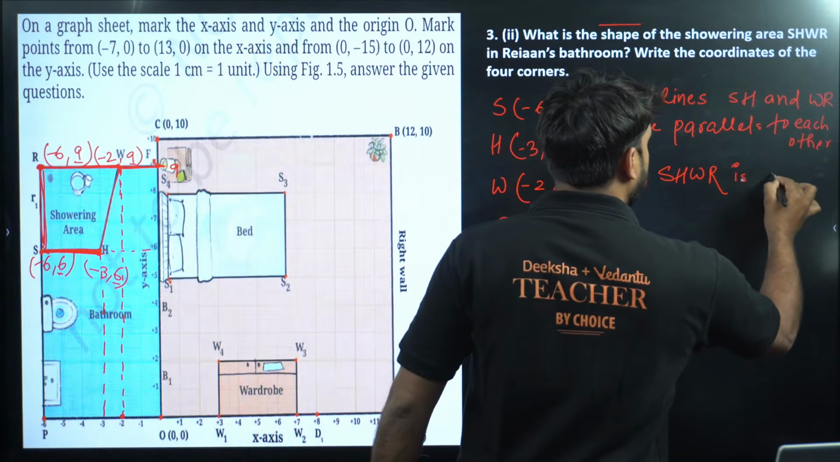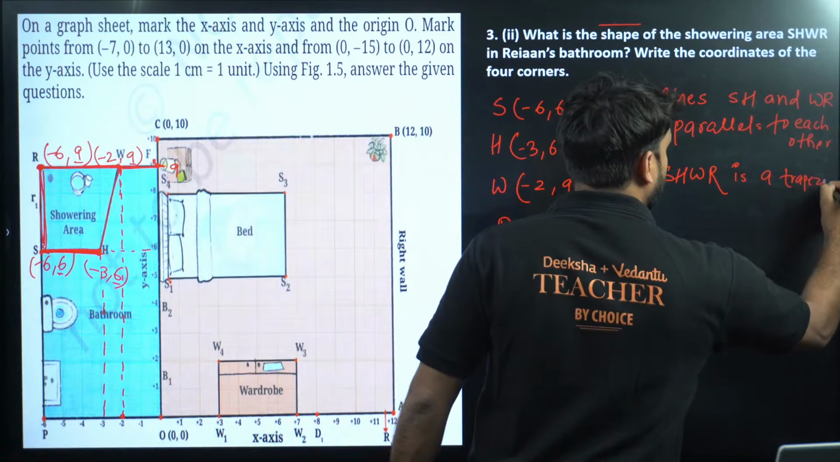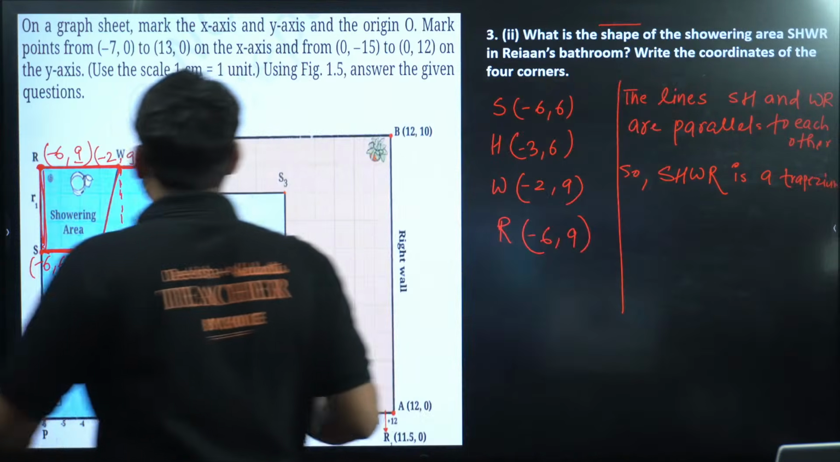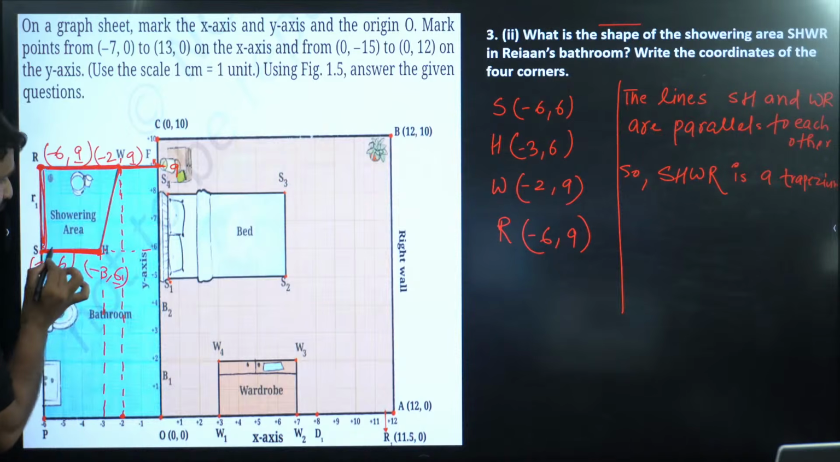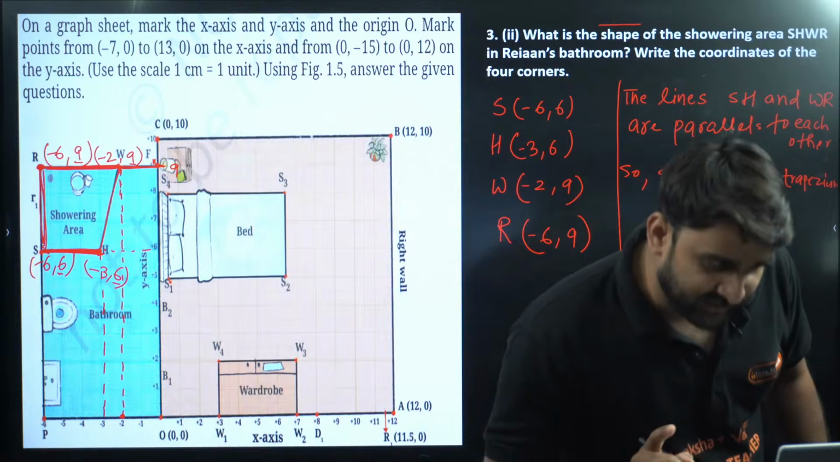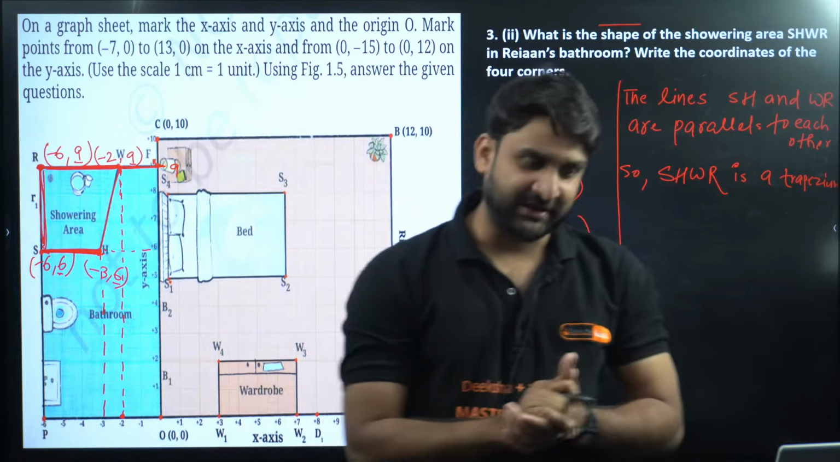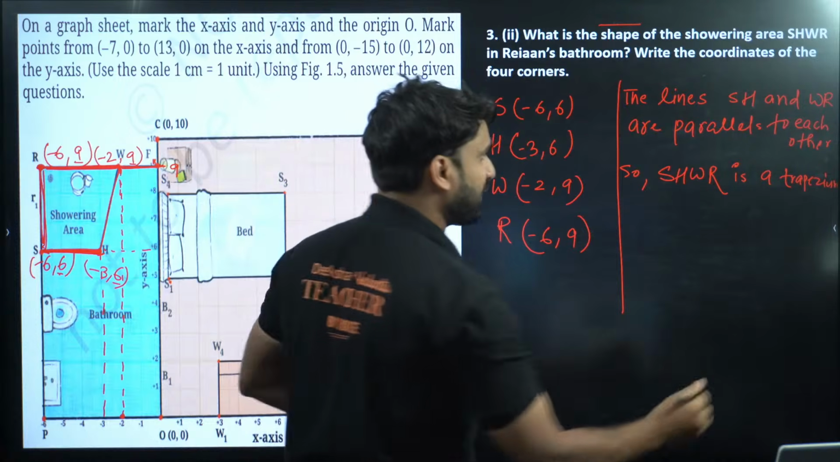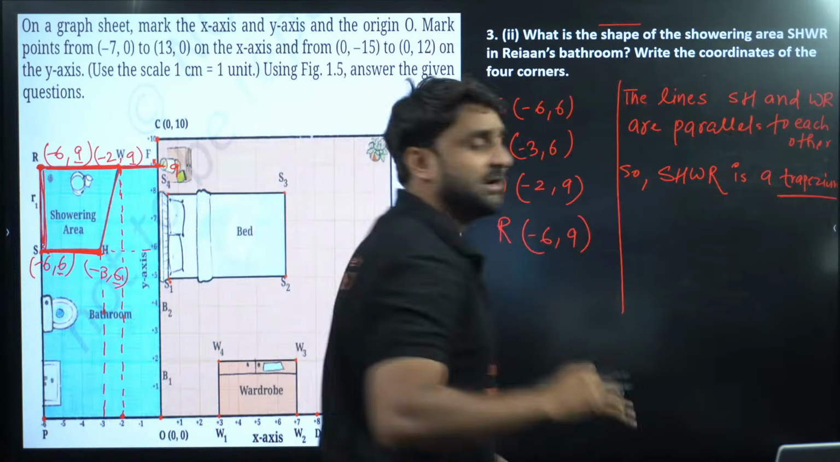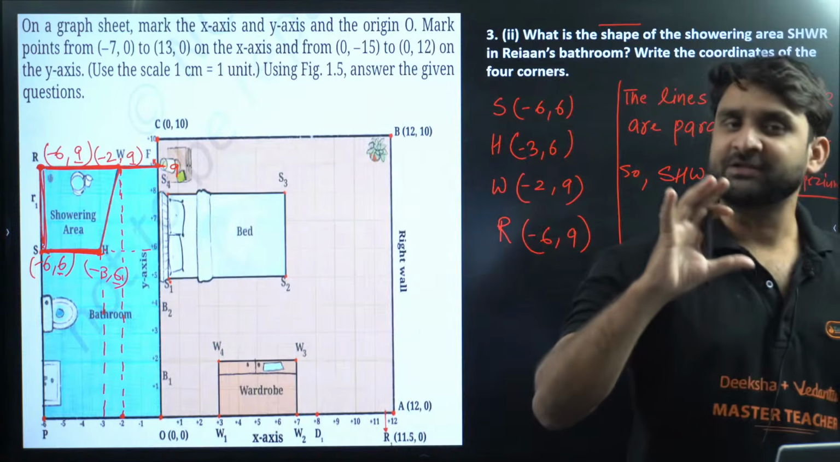Right? So we can write here SHWR is a trapezium. Why? Because these two lines, RW and SH, are parallel to each other. Hi Kaleem. Hi Farhan. Yes Farhan, very good. Trapezium is the correct answer, Farhan. Superb. So SHWR will be the trapezium. Clear? Everything is clear to everyone?